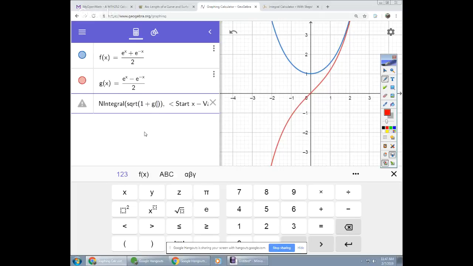Will it understand this notation? G of x squared, maybe from negative 1 to 1. Hey, got the same answer. Yeah. So sometimes the integral calculator can come up with an exact answer, and sometimes it can't. It depends on the functions you're playing with.